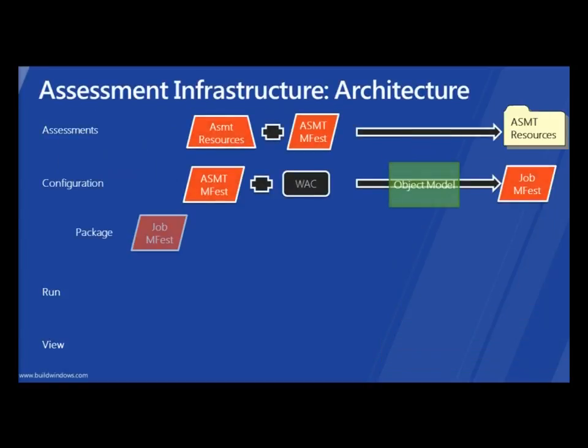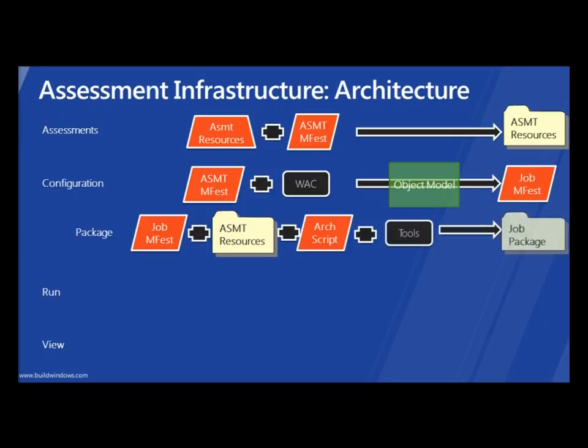All right, now we're actually ready to run this assessment. We found the assessments, we've created a job object which we turned into a job manifest, we've packaged everything that we need to run it on other machines. We've put it on a flash drive, we've gone over to the other machine. How do we actually run this? Well, the job package has that architecture script. You run the architecture script, it identifies the architecture of the system and runs the assessment.